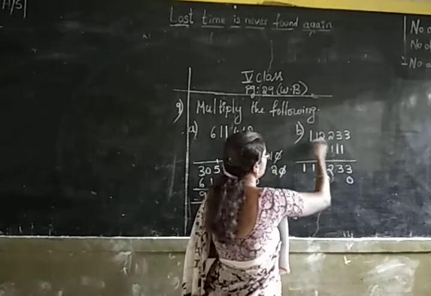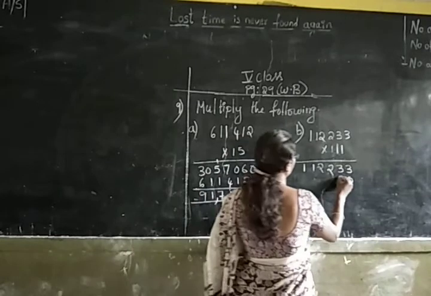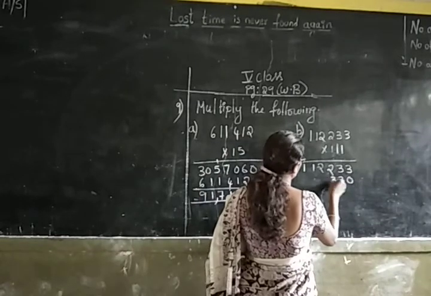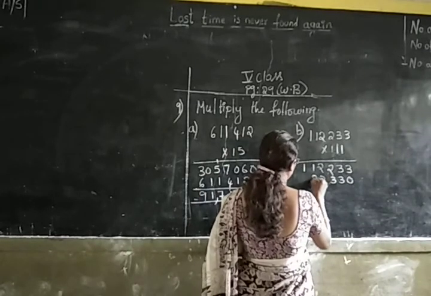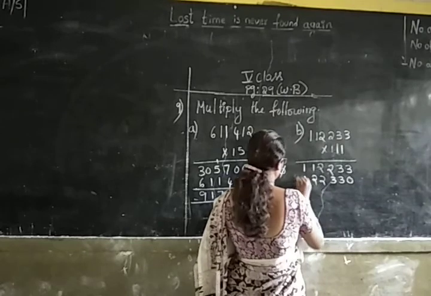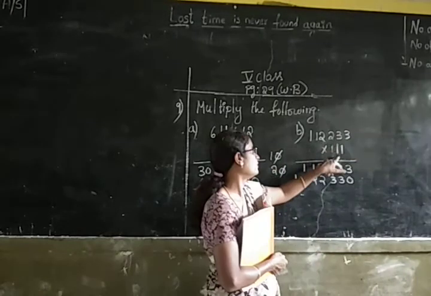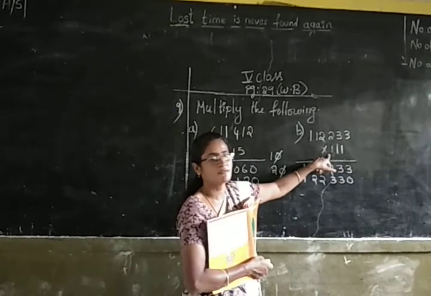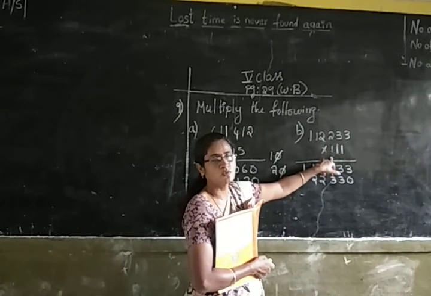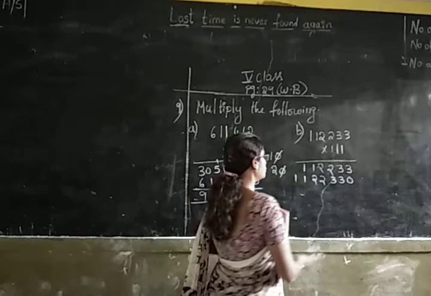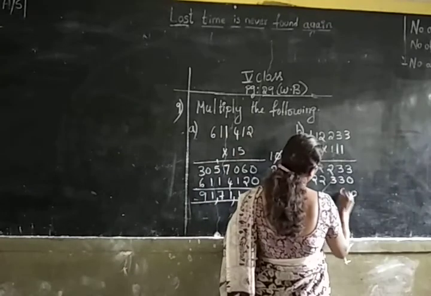Now you have to multiply the whole number with 1. 1 three is 3. 1 two is 2. 1 one is 1. After multiplying the whole number with 1, you have to multiply the whole number with 1 at 100's place. Here this 1 is in 100's place. So you have to put 0 in 1's place and 10's place.